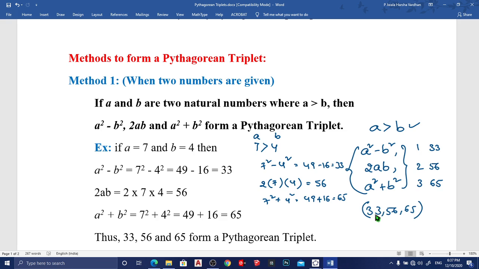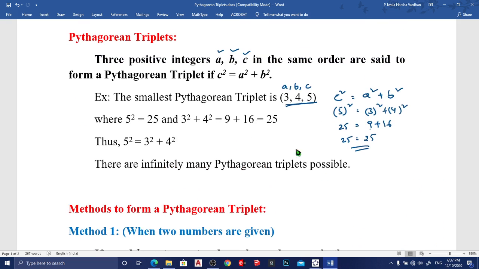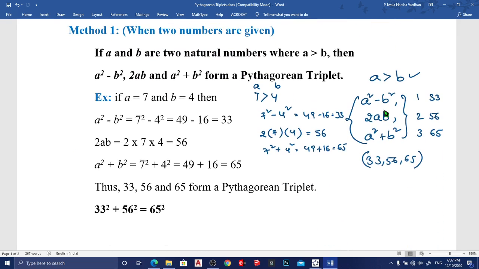Does this set really belong to a Pythagorean triplet? How can you check? You have to use the first property: c square is equal to a square plus b square, or not. You have to check. Here I have taken 33, 56 and 65 as a, b and c.